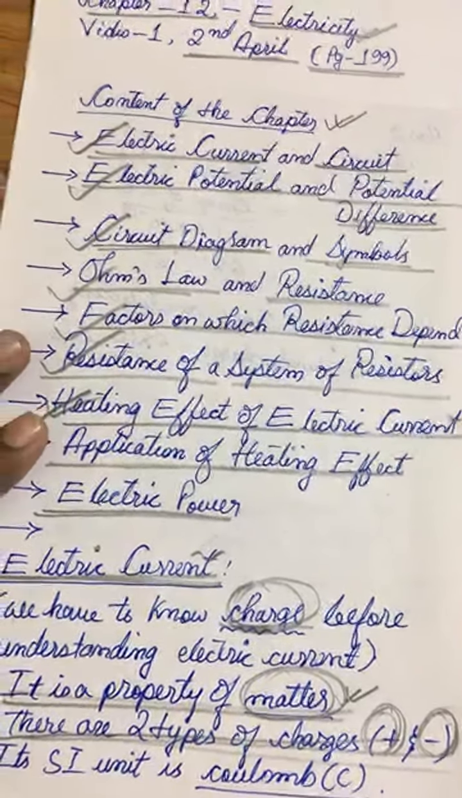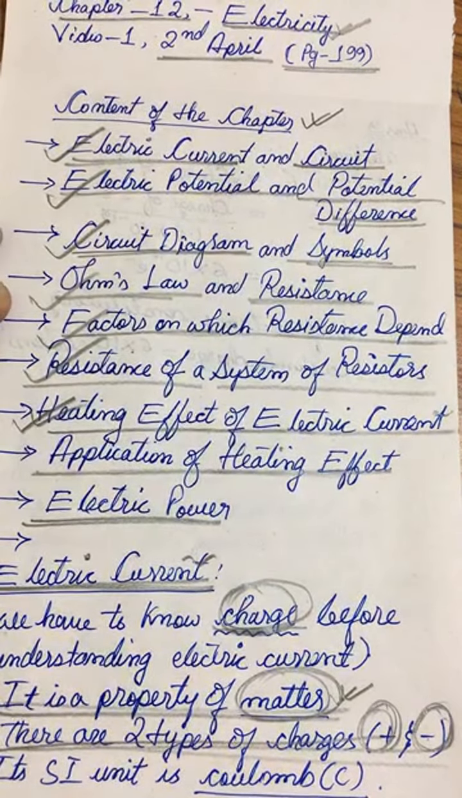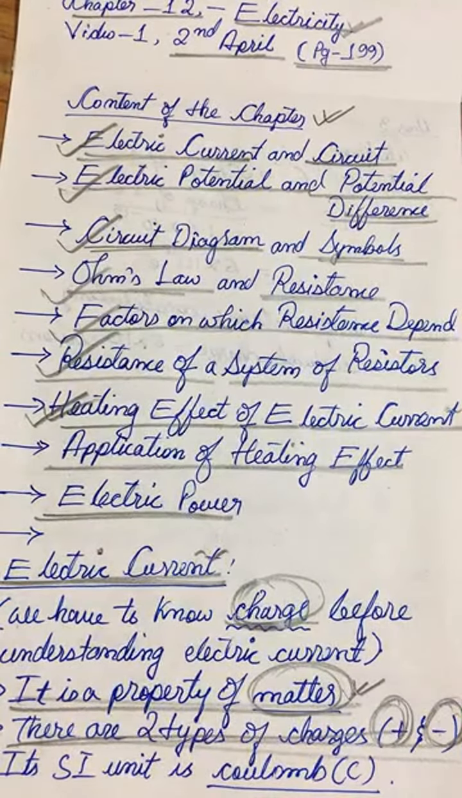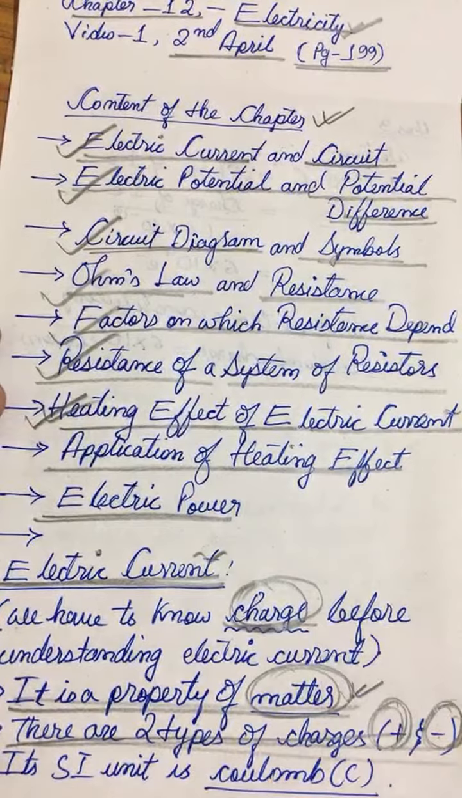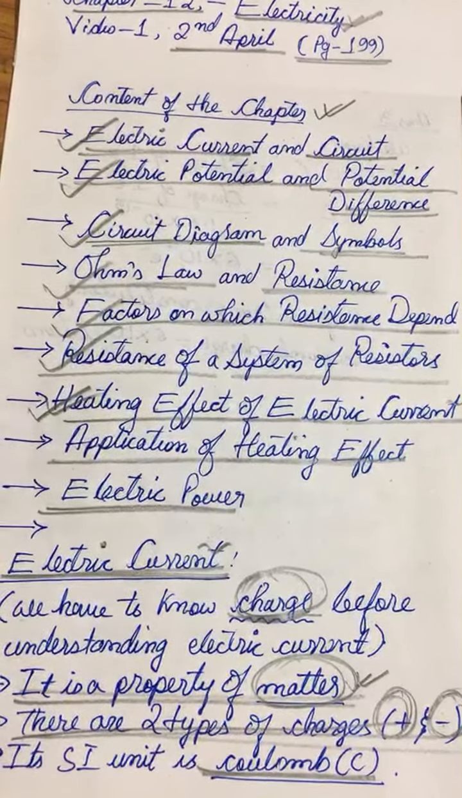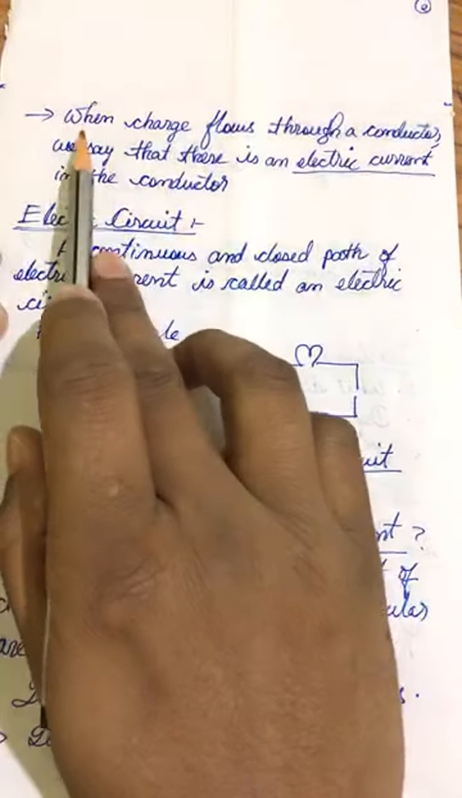Again, as it is a physical quantity, we need to measure it, and to measure a physical quantity we need a unit. For example, to measure mass, the unit is kilogram. To measure temperature, the unit is Kelvin. These are all physical quantities. Similarly, charge is also a physical quantity. That is why we need a unit, and the unit of charge is coulomb. Next we are going to learn these things.